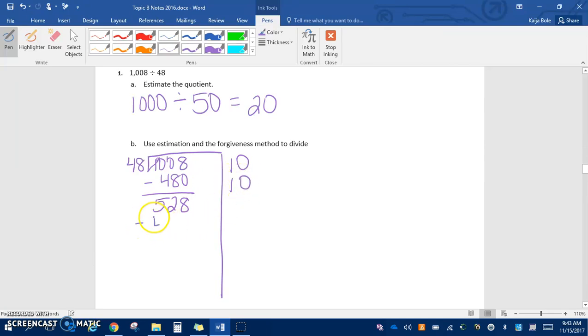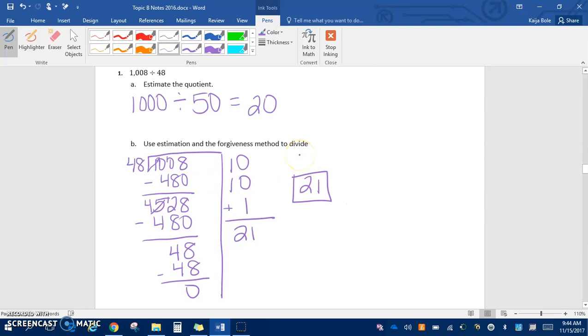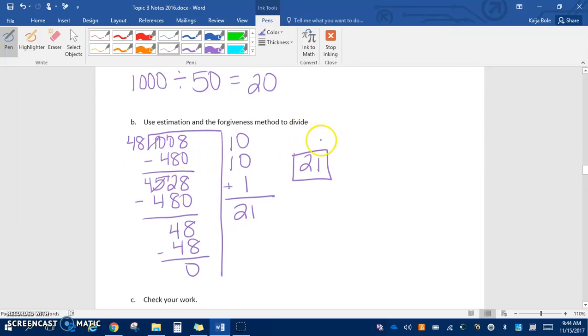Let's take out another group of 10, so we're going to subtract another 480 here. When we subtract, this is 8, borrow, and this is a 4. And we know that one group of 48 goes into 48, so we're going to subtract, and we are left with 0. Now when we add these up on the side, we end up with 21. So our answer here would be 21, which is pretty close to 20, which is what we estimated.